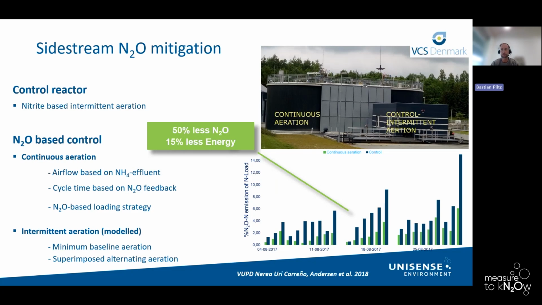Another type of strategy has been modeled in this work, which was intermittent aeration with a minimum baseline aeration and then superimposed alternating aeration, again based on nitrous oxide as the triggering factor. But in this case, the blowers that were in this reactor were too large to actually get this fine tuning down to the right level. So this is something to take into account when optimizing your process. Of course, the equipment on site needs to be able to deliver that fine-tuned air as well.